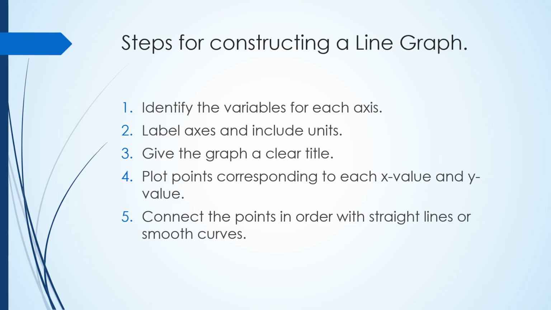To construct a line graph, start by identifying the variables for each axis. The x-axis represents the independent variable, while the y-axis represents the dependent variable. Once identified, label each axis with the variable name and the appropriate units. Next, provide a clear and informative title that reflects the data being presented. After setting up the graph, plot the points by matching each x value with its corresponding y value. Finally, connect the points in order using either a straight line for direct changes or a smooth curve for gradual trends.